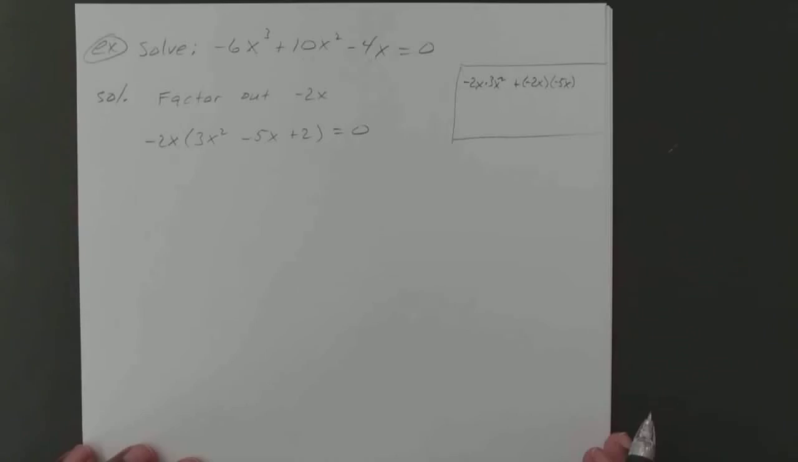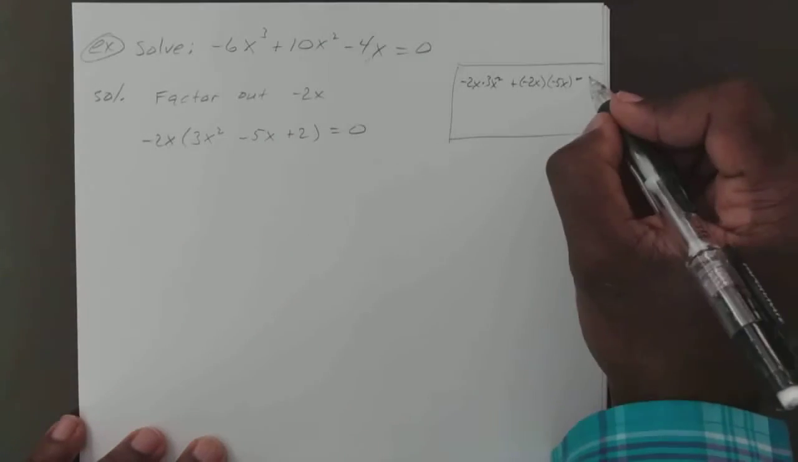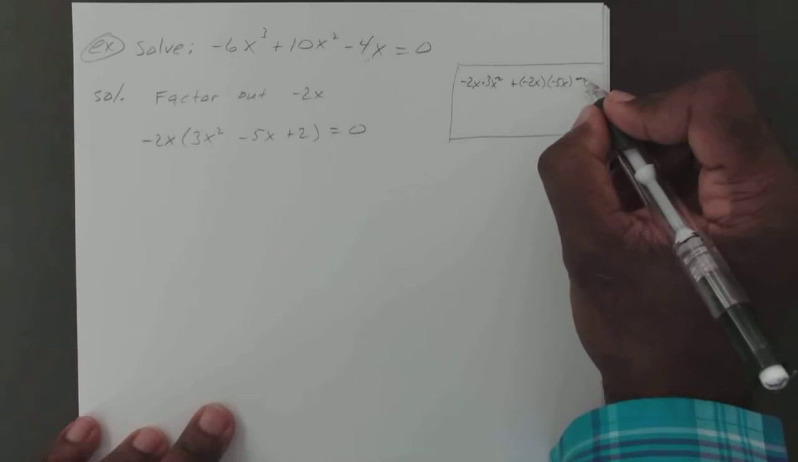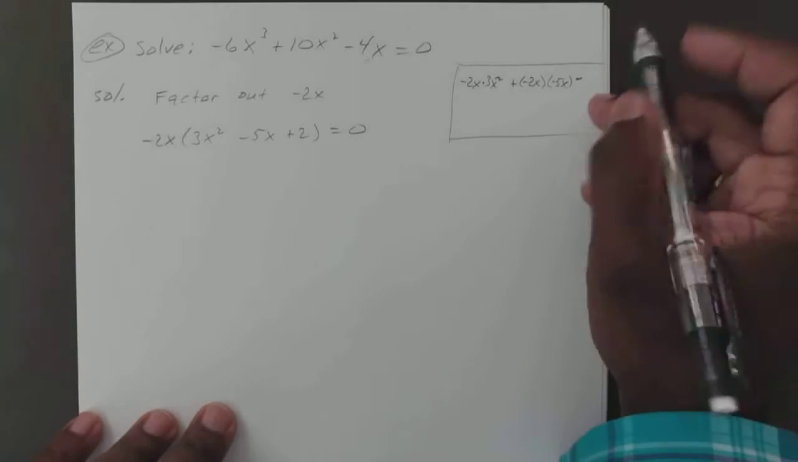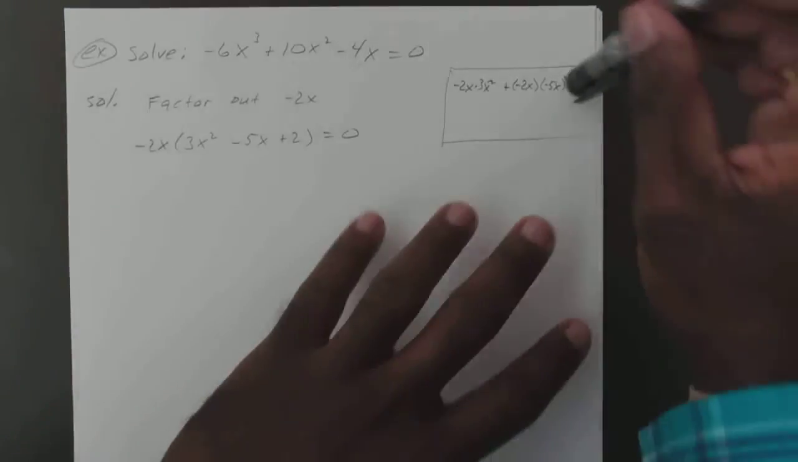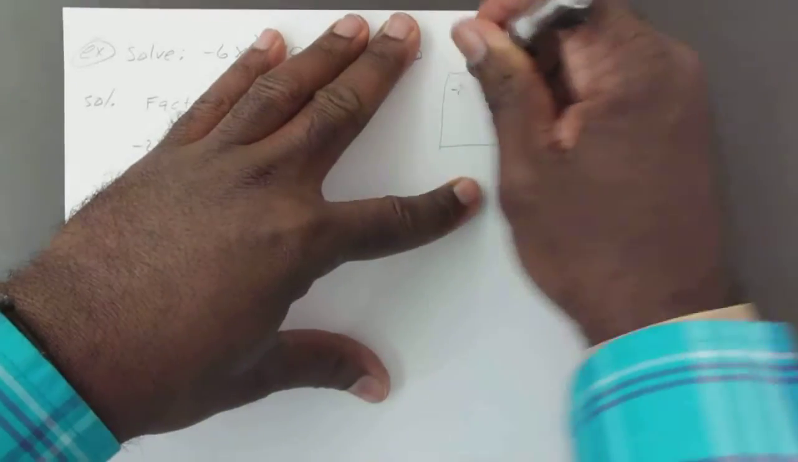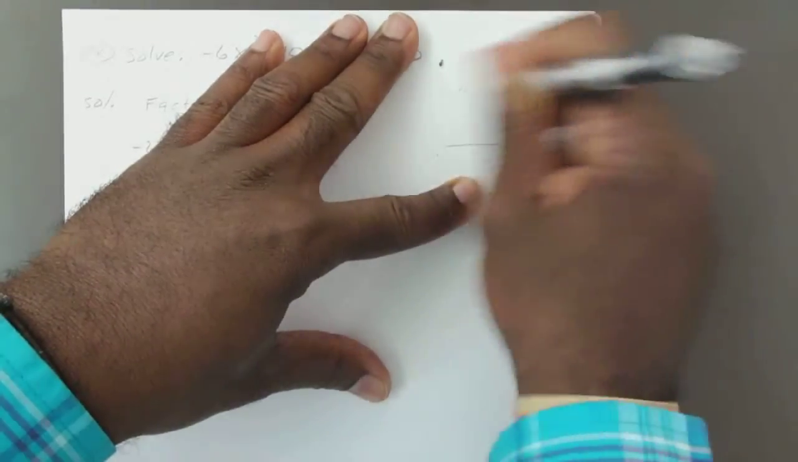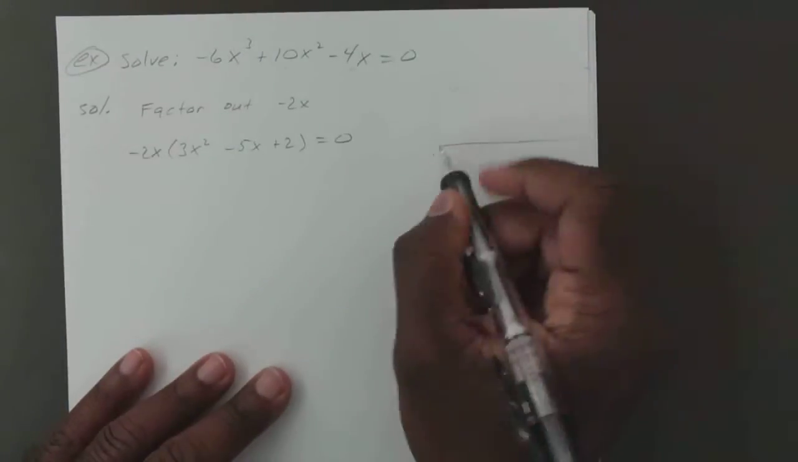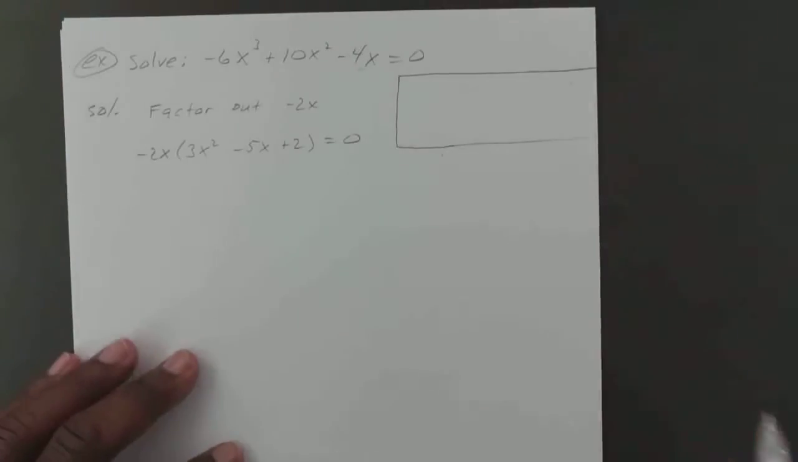Oops, should have given him a little more room. You could say minus, or I guess you could say plus negative 2x. Or minus 2x times, yeah, should have given that more room. Give that a little more room there to avoid the cramming. There we go. That ought to do it.